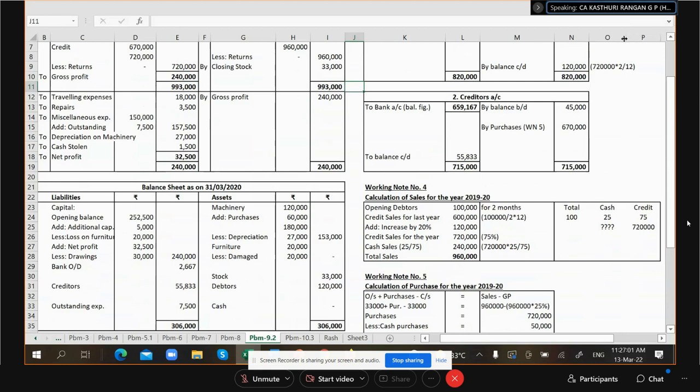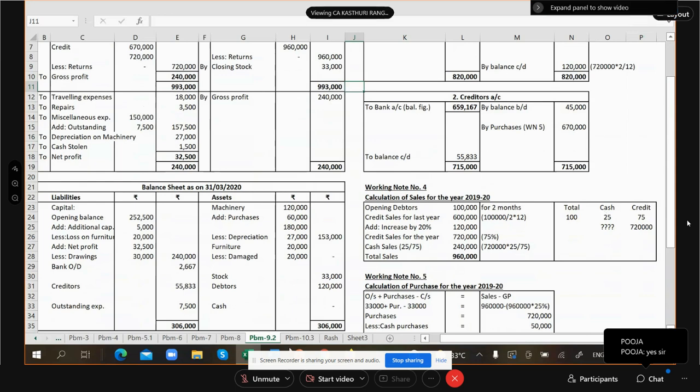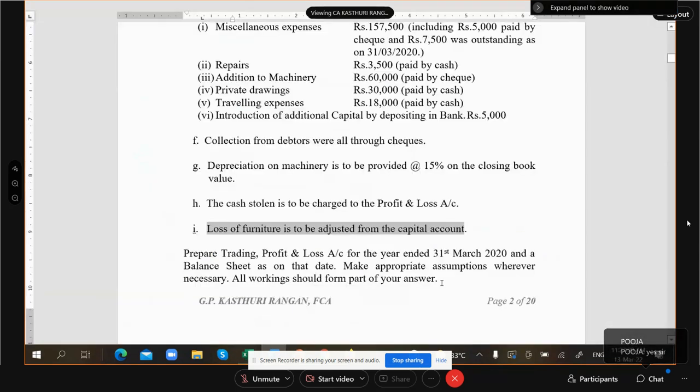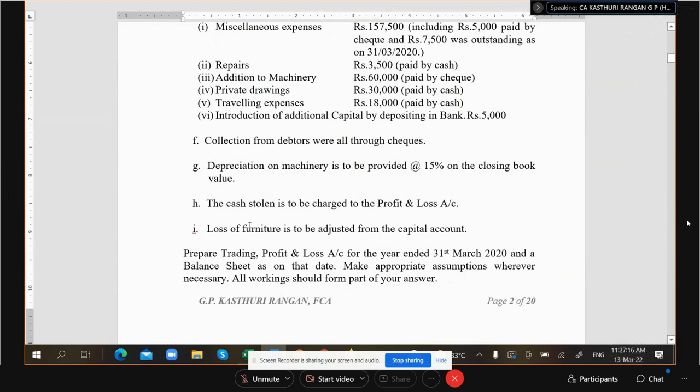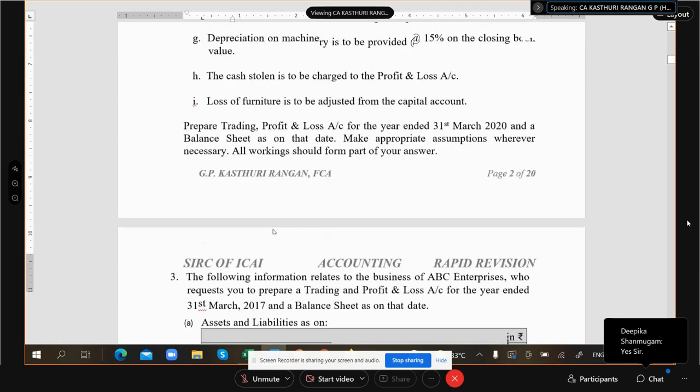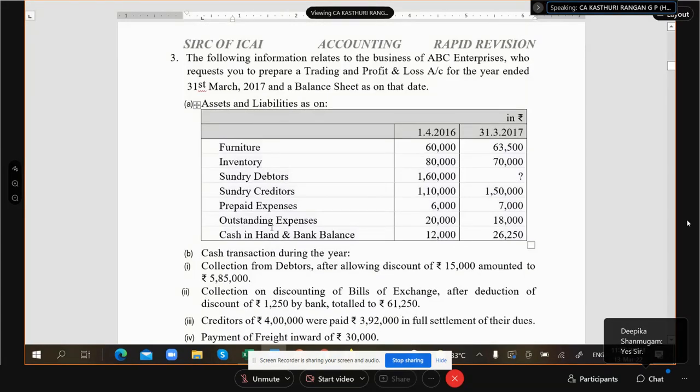Now, shall we go to the next problem? Yes, sir. One more problem is there, like this. And friends, understand, I can keep on doing a lot of problems, but this is rapid revision. We are supposed to cover maximum chapters in the available time. So therefore, I've selected few problems for better understanding and practice. Okay. Now let's take the third problem.